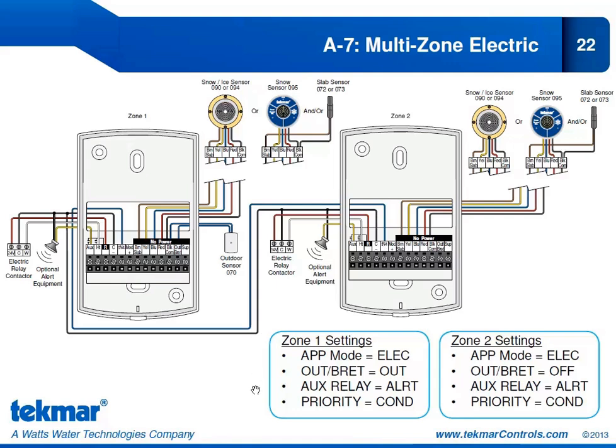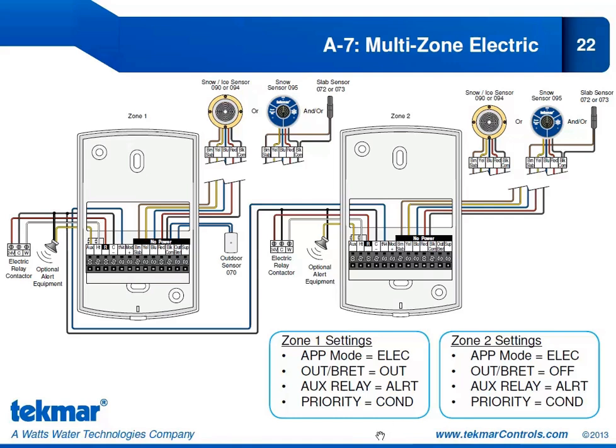Taking a look at the settings at the bottom of the screen, most of the settings for the Zone 1 654 and the Zone 2 654 are the same. They are both application mode elec, so that's an easy one. This is an electric application. The out or boiler return sensor has been configured for out on Zone 1 and has been configured for off on Zone 2 where there is no sensor input there. Our auxiliary relay has been set to alert for both, and the priority has been set to conditional for both.